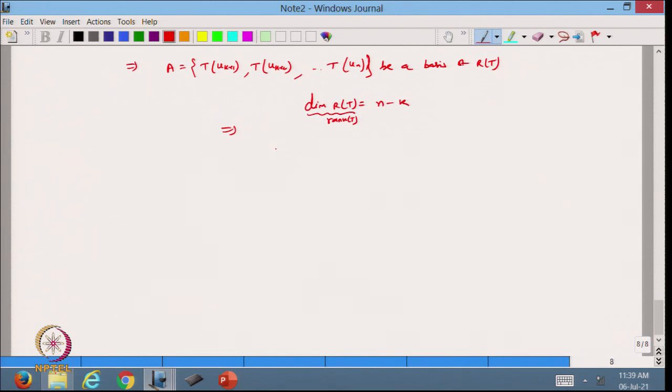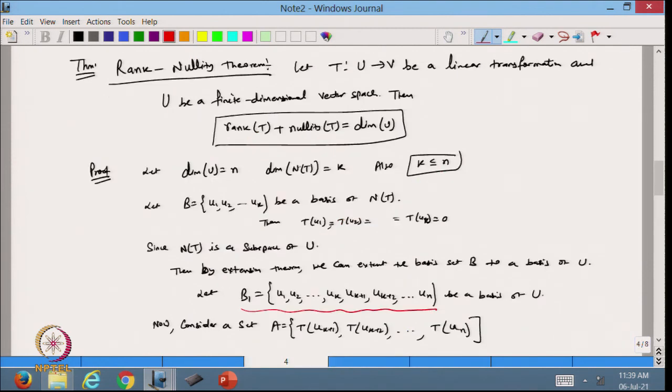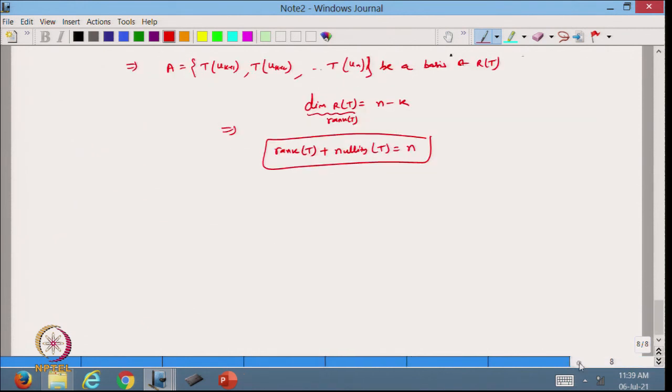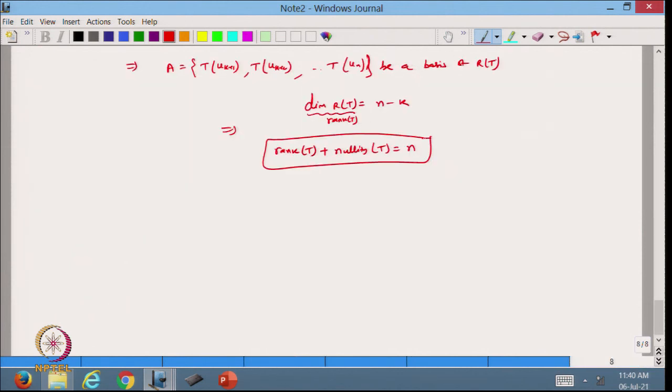So, from here I can write that rank of T plus this k, which is the nullity of T, is equal to n, where n we have taken as the dimension of U. So, from here we are able to show that the rank plus nullity is equal to the dimension of the space U whenever we have a linear transformation from U to V. So, this is a very important theorem, the rank nullity theorem.